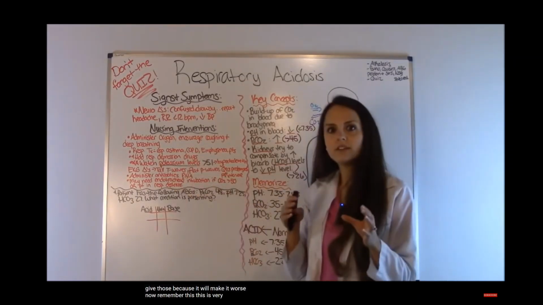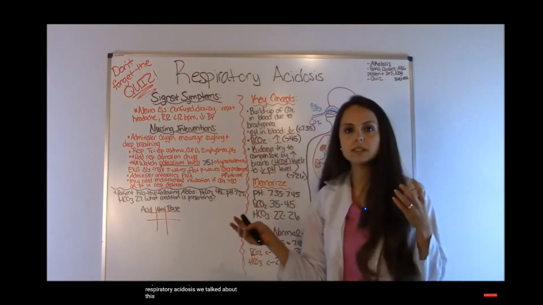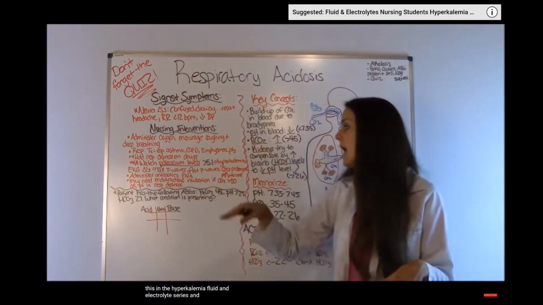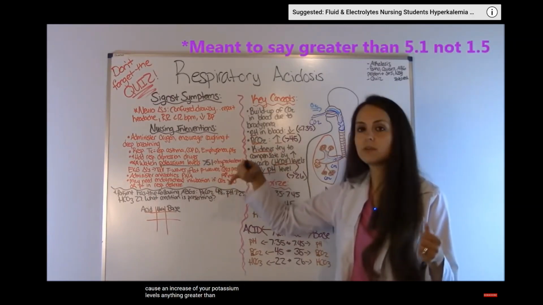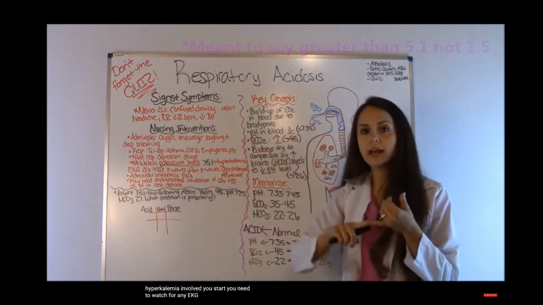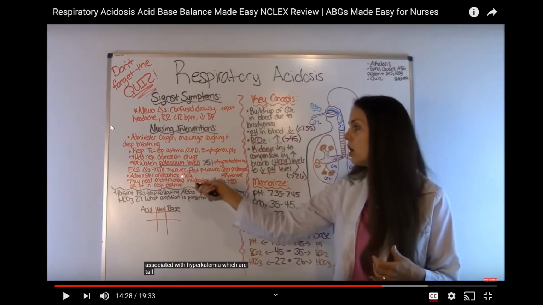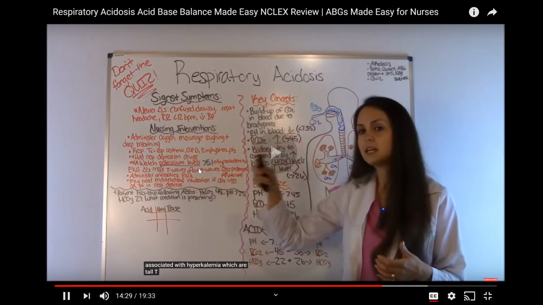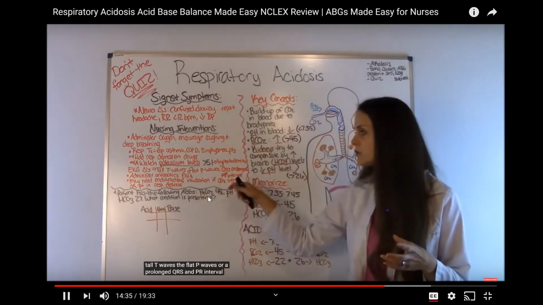Now, remember this is very, very important. Watch potassium levels with respiratory acidosis. We talked about this in the hyperkalemia fluid and electrolyte series because this will cause an increase of your potassium levels. So you want to watch that. Whenever you get hyperkalemia involved, you need to watch for any EKG changes that's associated with hyperkalemia, which are tall T waves, the flat P waves, or a prolonged QRS and PR interval. So respiratory acidosis is going to increase your potassium, and that's going to start affecting the heart. So watch for any of that.